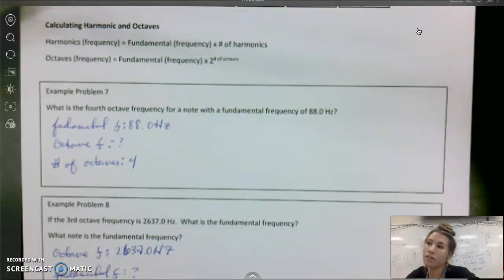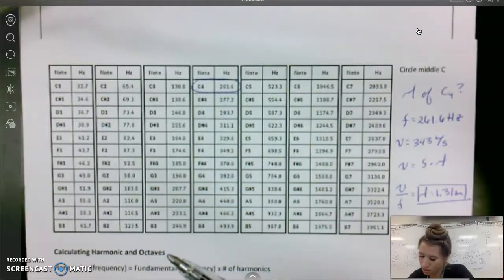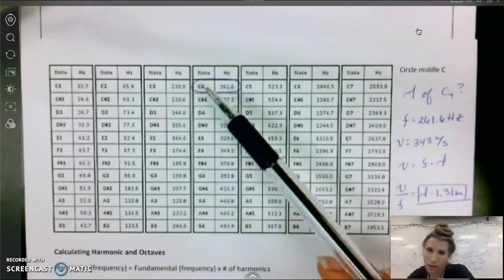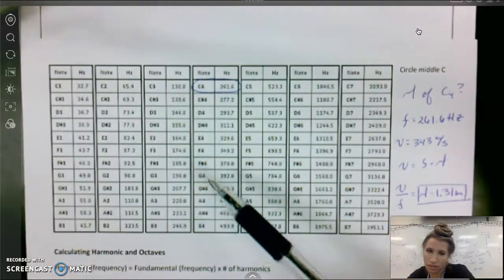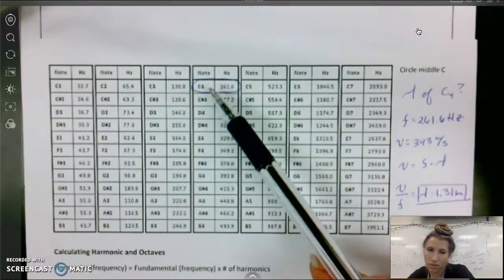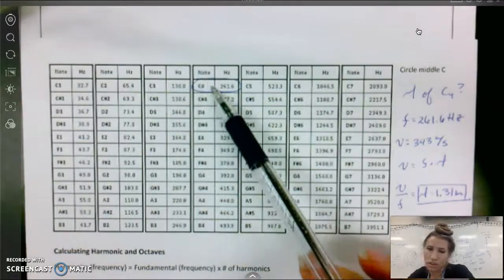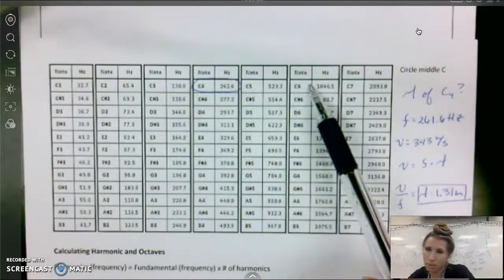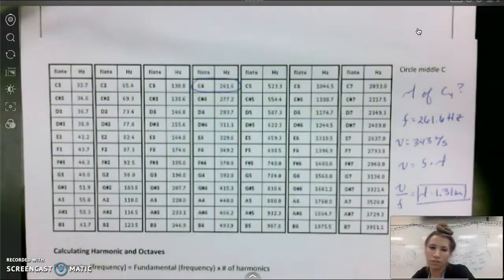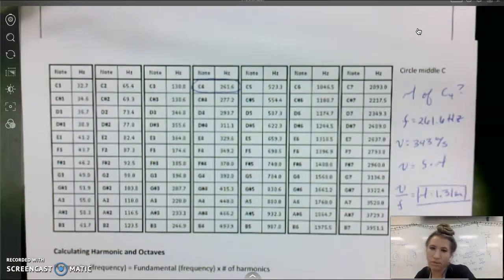If we want to figure out the frequency of an octave, let's look back at this table. If you're not as familiar with music, music goes note-wise C, D, E, F, G, A, B, and then it goes back to C again. And so if we're going from a C to another C to another C, these are all octaves. So if this is middle C, this would be an octave above middle C, that would be 2 octaves above middle C. And so if we want to figure out the frequency of an octave, you're going to take the fundamental frequency multiplied by 2 raised to the number of octaves that we want to move.